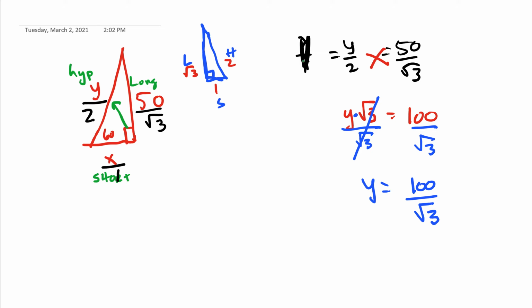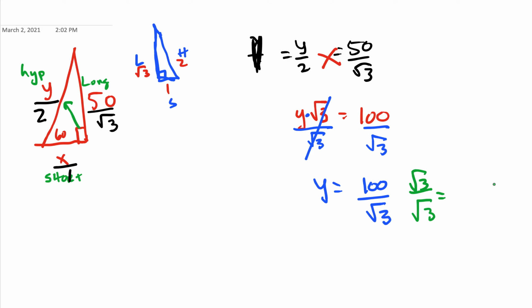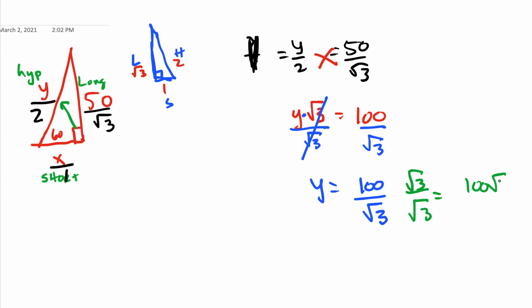So those of you who are familiar with rationalizing, that's a separate lesson. If I remember, I'll put it in the notes. But when we rationalize, we bring the square root up. So we need to multiply the top and the bottom by the same square root. And we end up with 100 radical 3 on top now. And the bottom becomes normal 3. Radical 3 times radical 3 is radical 9, which is normal 3.